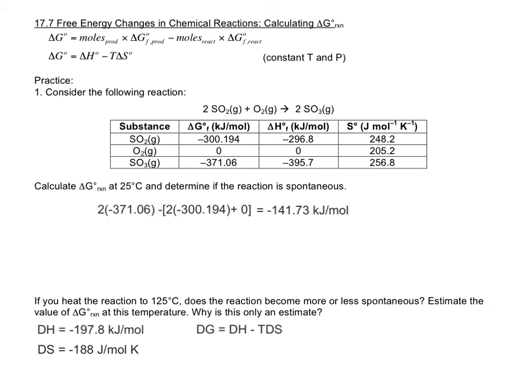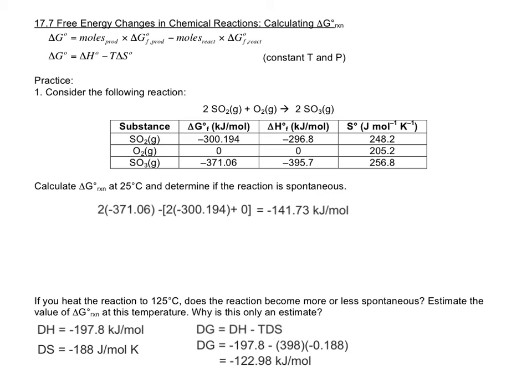All right, so given those units, we can say that delta G is equal to negative 197.8 minus 398, because that's 125 degrees Celsius. If we add 273, we get 398 degrees Kelvin, times negative 0.188. So that would be converted to kilojoules if I just divide by 1,000. Okay, and when we multiply those out and subtract, we get negative 122.98 kilojoules per mole for delta G.